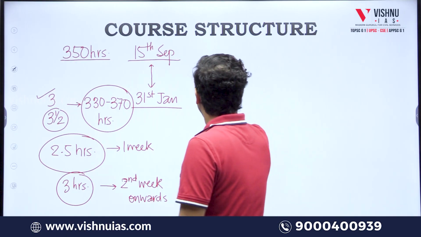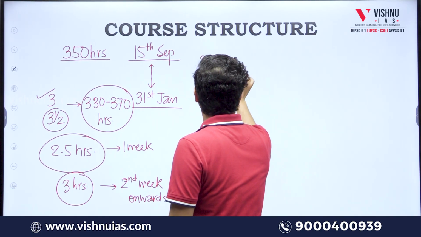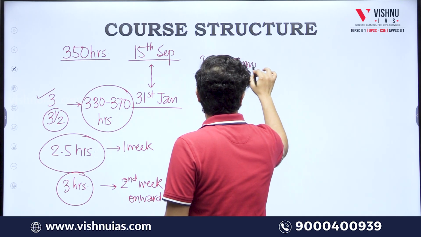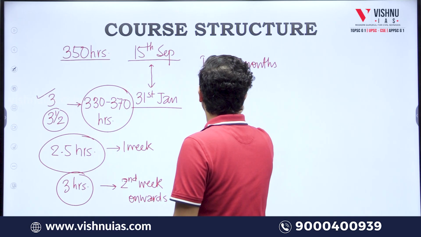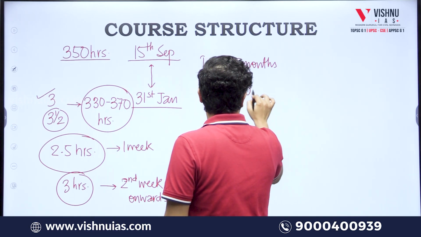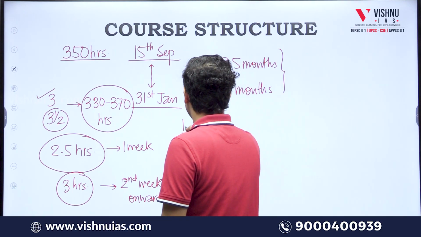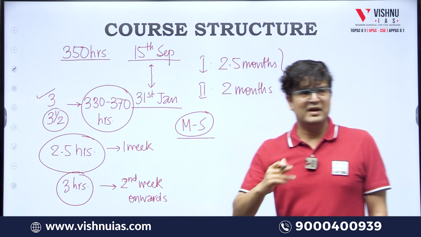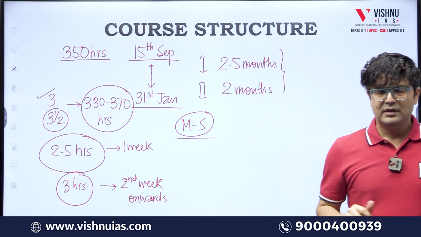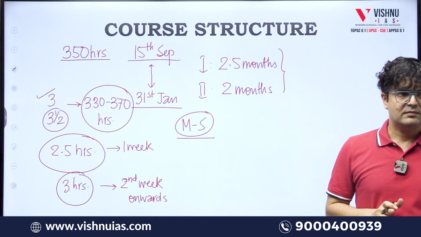So paper 1 would take around 2.5 months of time to cover, and paper 2 would take around 2 months of time to cover. And when I say classes, they are going to be from Monday to Saturday, not just Monday to Friday, Monday to Saturday. Okay, this is going to be the very concise structure of what we are going to cover. Clear?